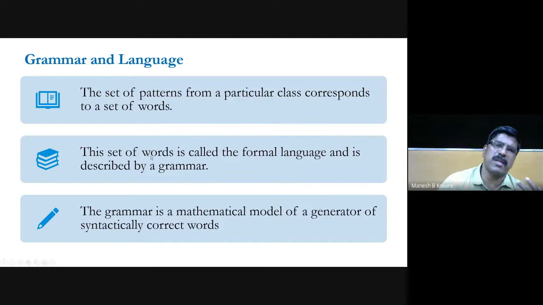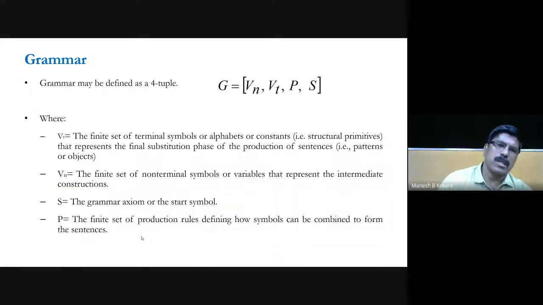This set of words is called the formal language and is described by a grammar, right? So grammar is a mathematical model of a generator of syntactically correct words. Now, see the definition of grammar.